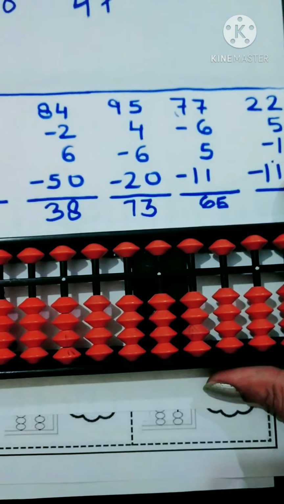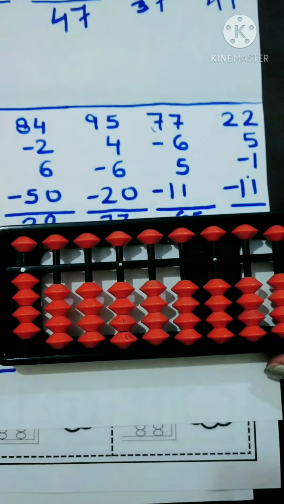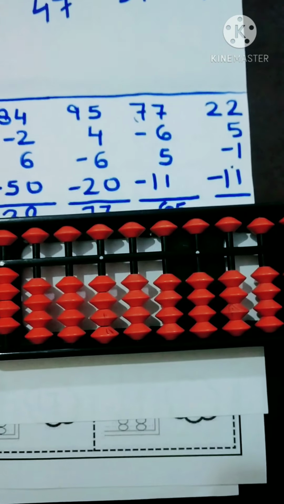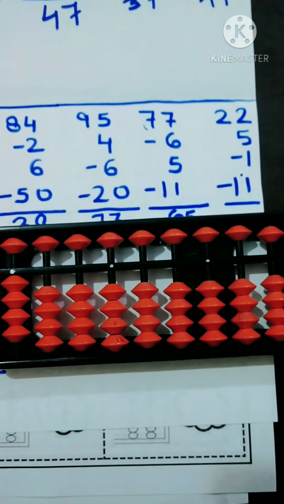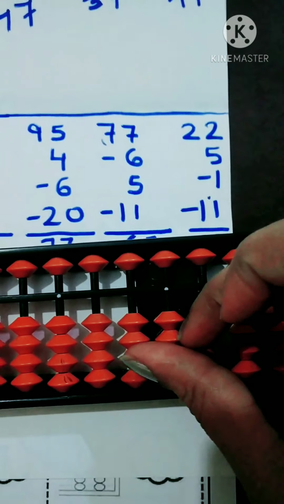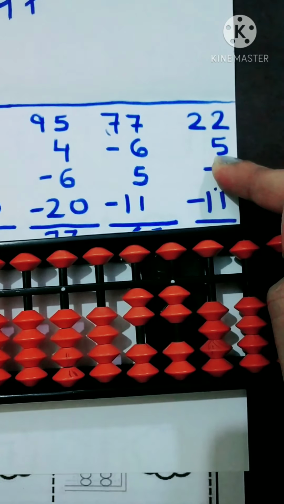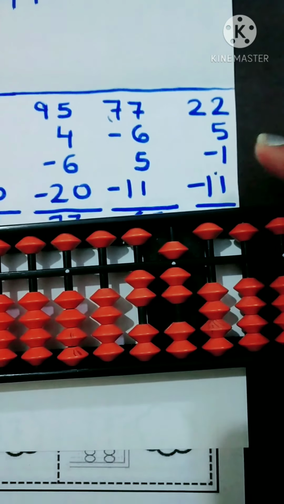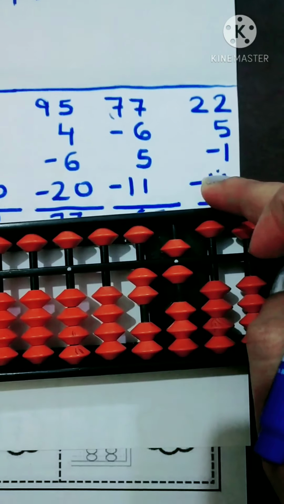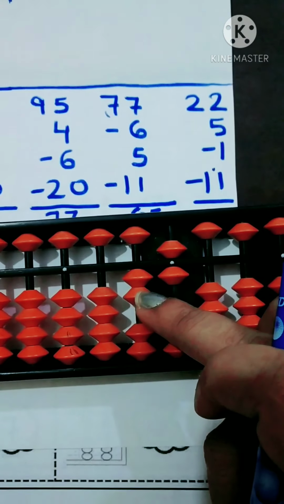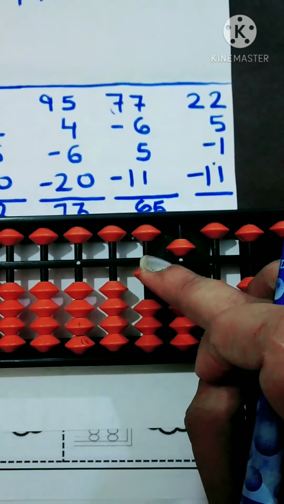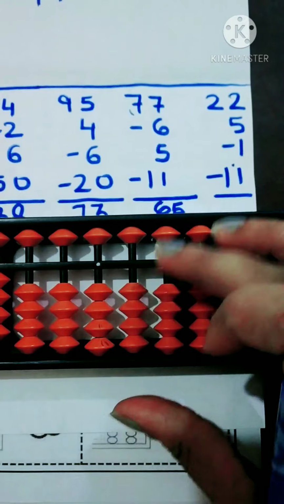Whenever we add any number, while adding we have to push the beads up for adding. When we less any number, we have to bring down the beads on the ones or tens rod. 22. 5 less 1. Less one means I have to push down one bead. Less 11. 11 means I have to less 10 first, then 1. My answer is 10 and 5 is 15.